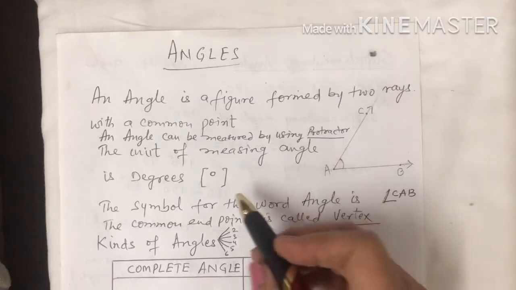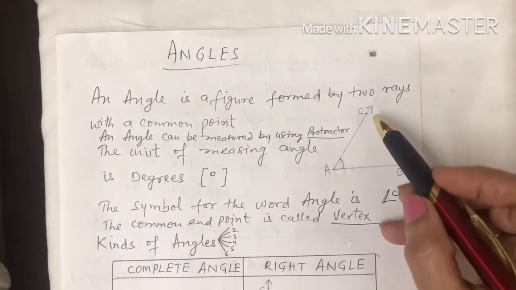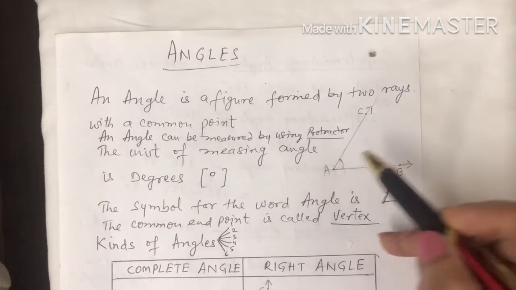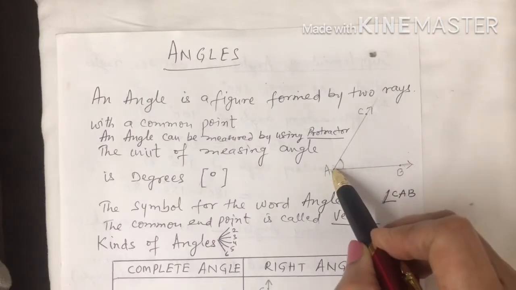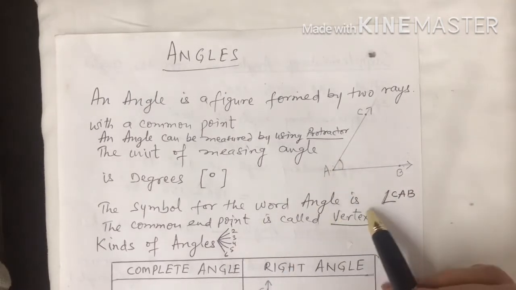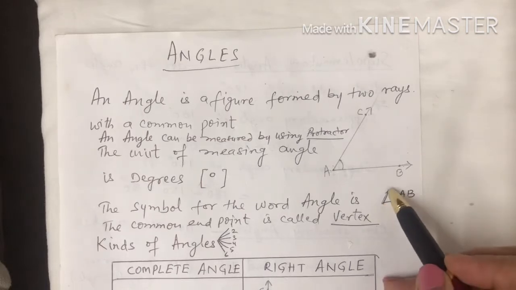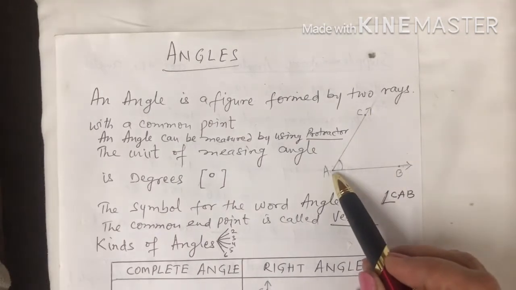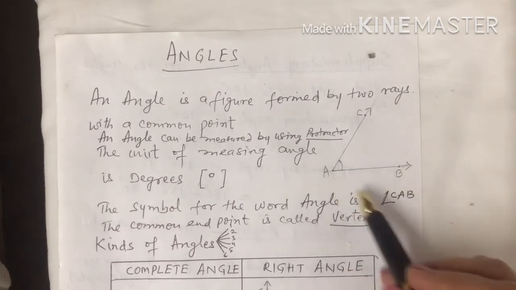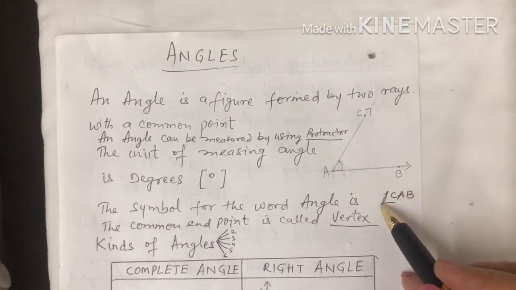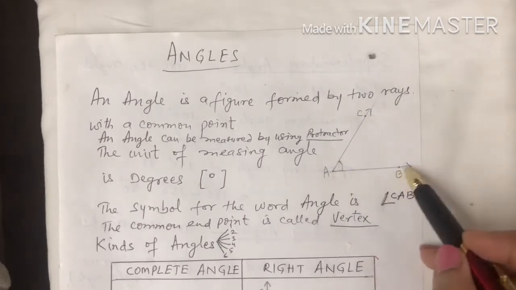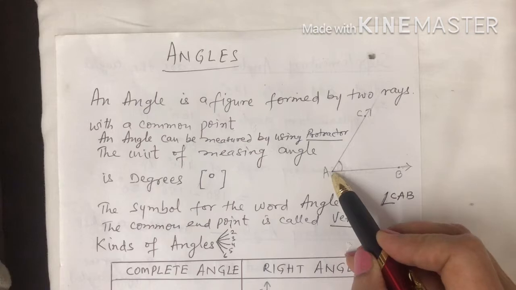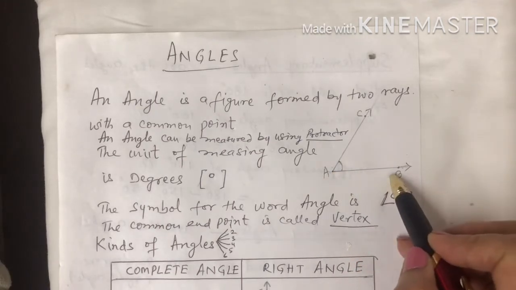How do we denote the angle? With degree. And where two rays join, there's a joining point, a common point, that is called the vertex. And the symbol for the word angle is like this. We denote angle like this. One ray is AC and another ray is AB. Then what will be the angle? This angle we denote like this, CAB. This is the angle. We will write like this. And the joining point is called the vertex.